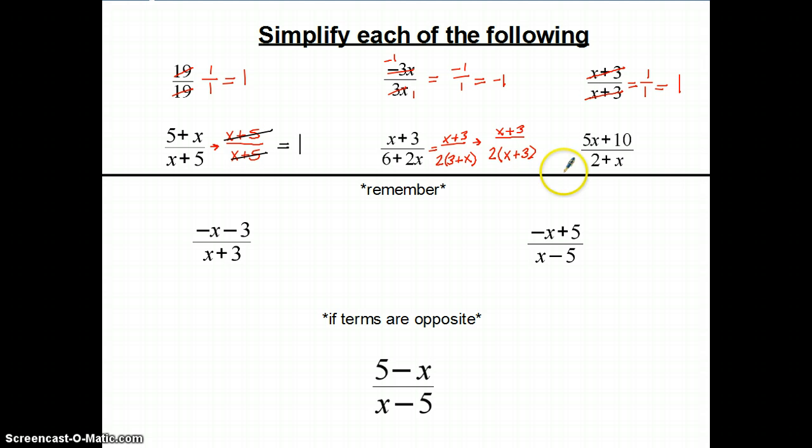Now I can cancel out that entire factor of x plus 3 from the top, leaving me with just 1, and on the bottom, leaving me with just 1. So in the numerator, I only have 1, and in the denominator, I have 2 times 1, which is simply 2.